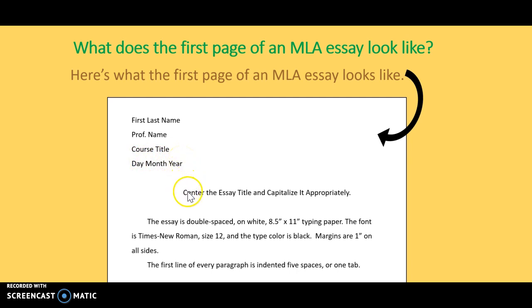One double space down, we center the essay title and capitalize it appropriately, and another double space down, we begin the essay. The essay is double spaced on white 8.5 by 11 typing paper. The font is Times New Roman, size 12, and the type color is black. Margins are 1 inch on all sides. The first line of every paragraph is indented 5 spaces or 1 tab.